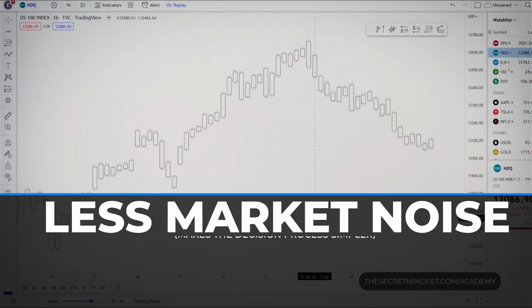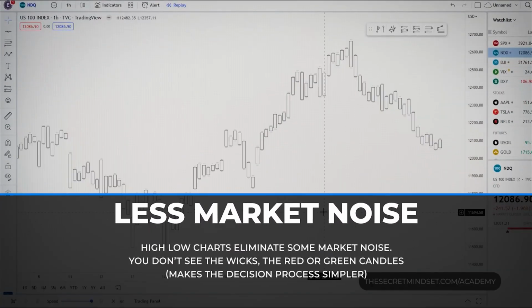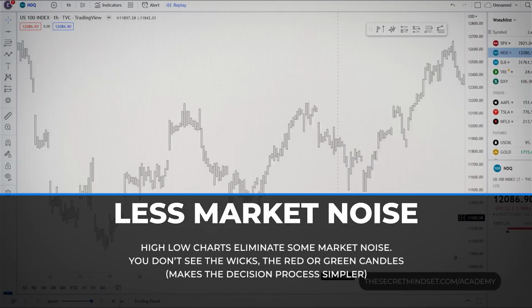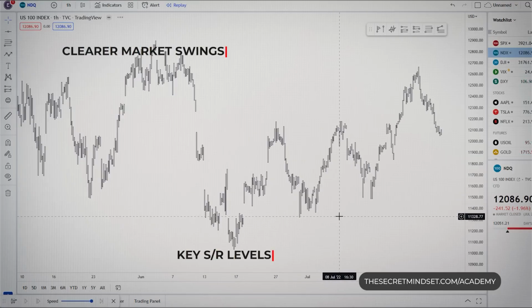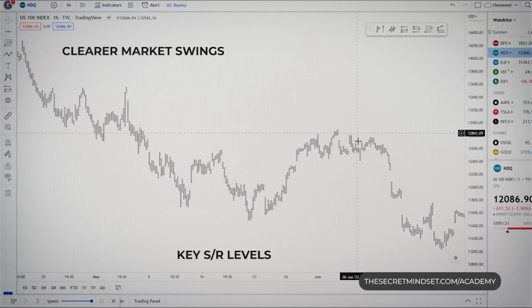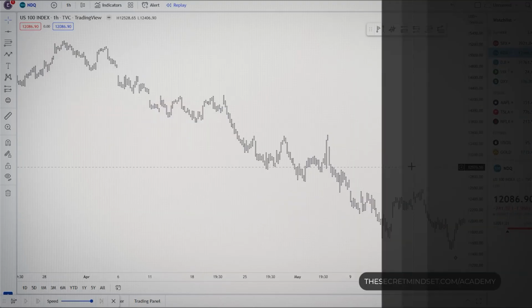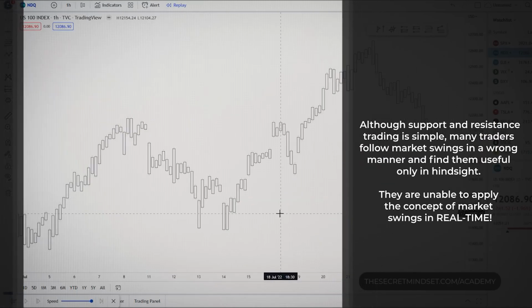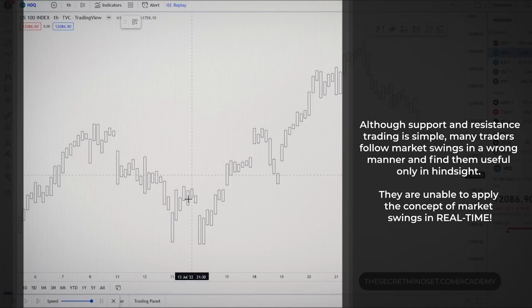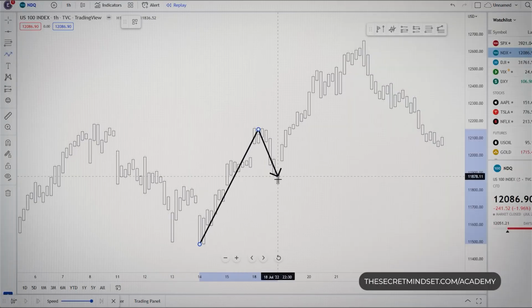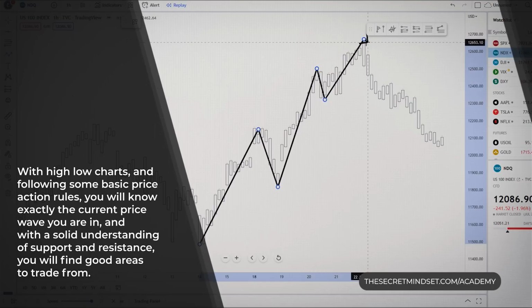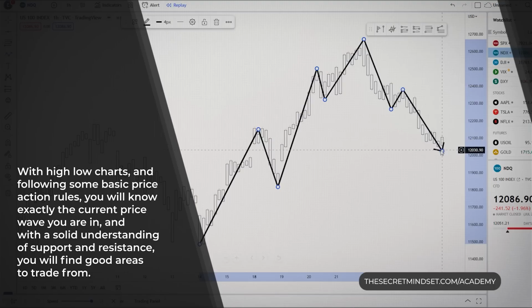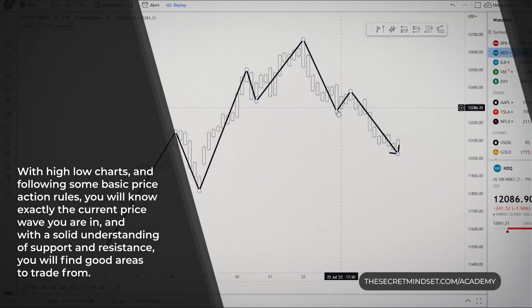In some way, high-low charts eliminate some market noise. You don't see the wicks, the red or the green candles. I can see the market swings and the support and resistance levels very easily using high-low candles. You see, many traders follow market swings in a wrong manner and find them useful only in hindsight. They are unable to apply the concept of market swings in real time. With this chart, and following some basic price action rules, you will know exactly the current price wave you are in, and with a solid understanding of support and resistance, you will find good areas to trade from.